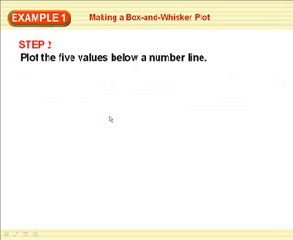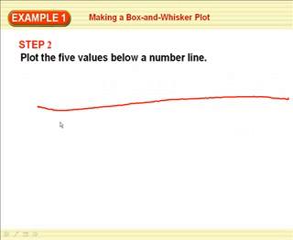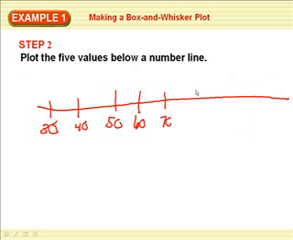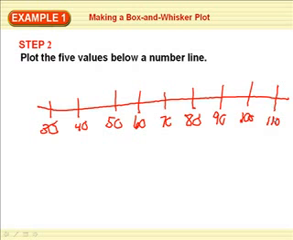So let me make it. Look at how beautiful that is. Okay, there's 30, there's 40, 50, 60, 70, 80, 90, 100, 110. So the median number is right here at 65. So I'm just going to put a dot at, I'm just going to plot all these points. 65, and I don't remember the other numbers.